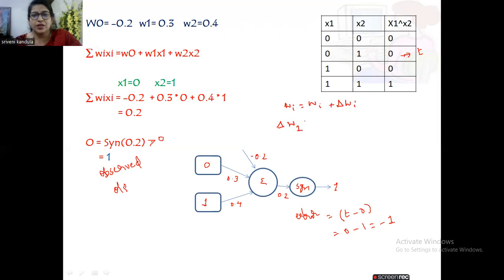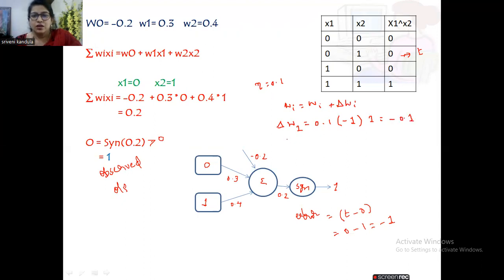So I'm computing delta W2, which is equals to eta. Here let us take an eta value of 0.1. Okay, so eta is 0.1, and the error I already computed, T minus O, is minus 1. And the input x2 value is 1, which is giving me a value of minus 0.1.